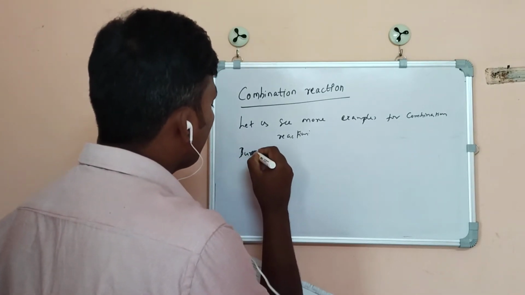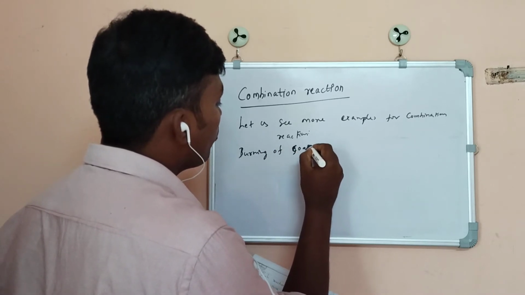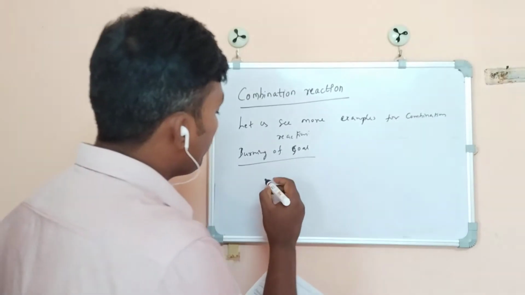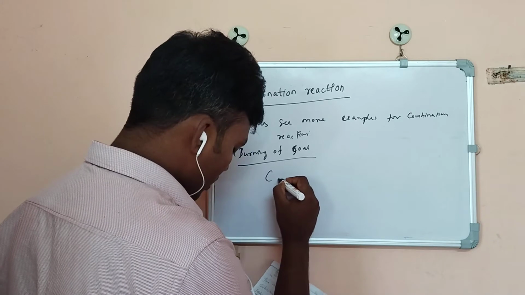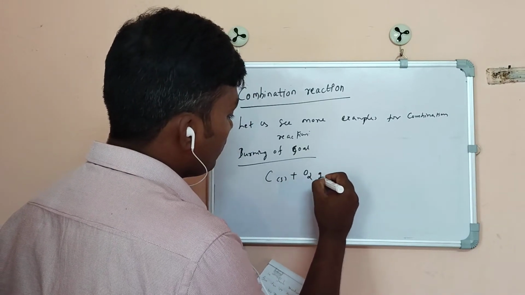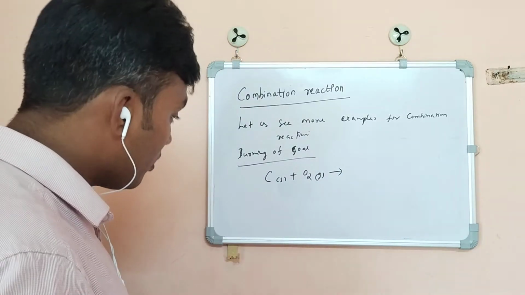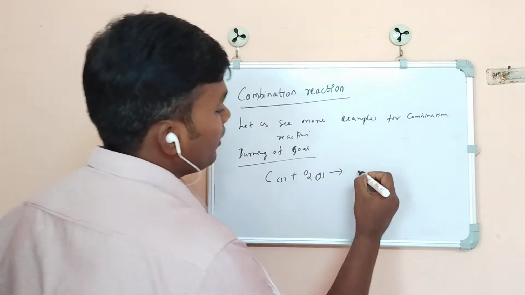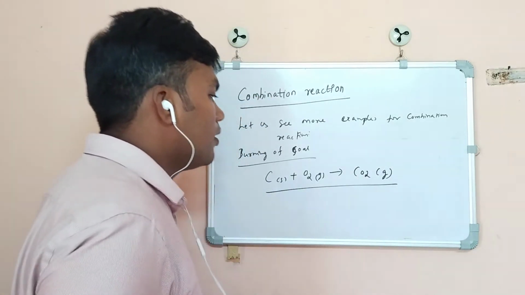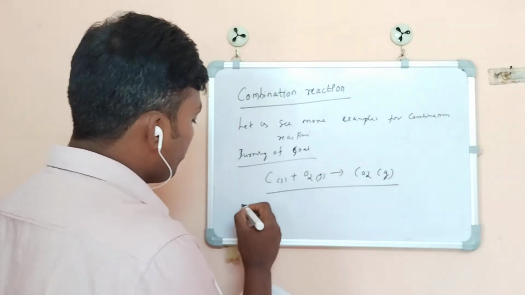Burning of coal. This is an example for the combination reaction. What I am going to write here: carbon, this is solid, plus oxygen, this is gas. When carbon is reacting with oxygen, what is going to form? Carbon dioxide. This is gas. This is one of the best examples for the combination reactions.